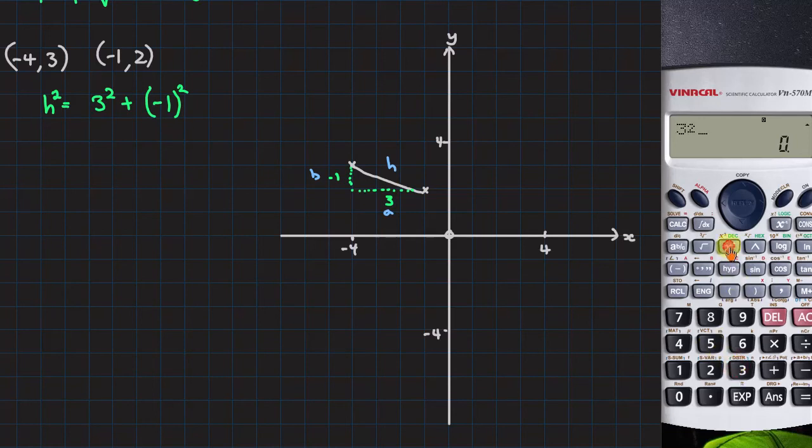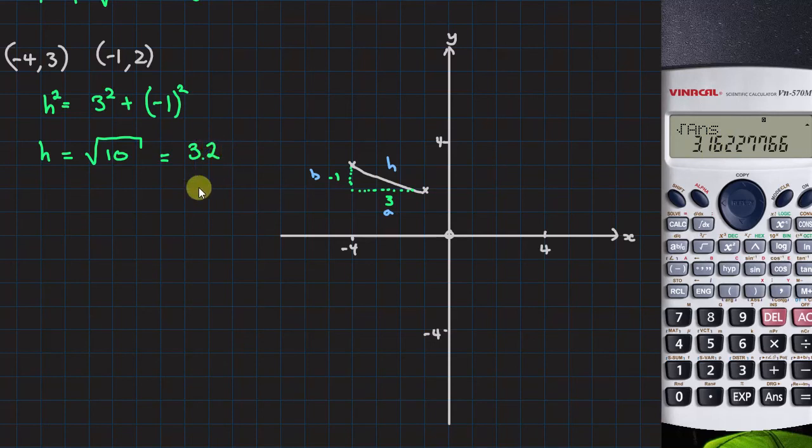So I'm going to do 3 squared plus bracket minus 1, close the bracket, squared. That's exactly what I wrote over here. Press equals and I get 10. So h squared equals 10. To calculate my value, I'll do square root of 10, square root of the answer, and that's 3.16. Now I'm going to ask, we'll do one decimal place again. So 3.1, the 6 says round up to 3.2.